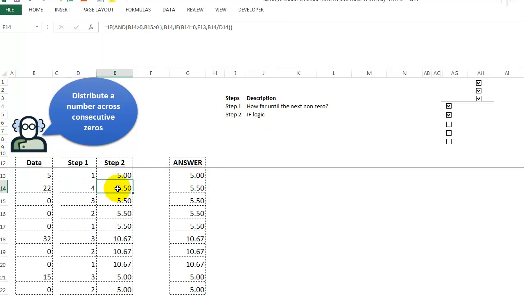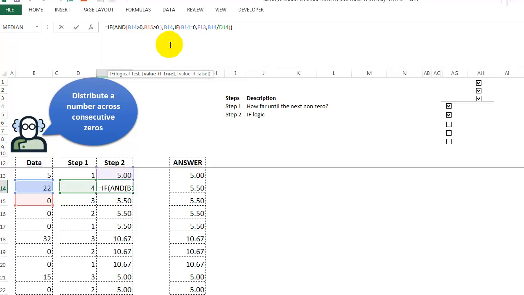So now our second step is really, I would say, tedious, but it's not that difficult. We'll take a look here. We'll go through the whole thing. So we have an IF statement, and the first part is our logical test. What we care to identify is B14 is greater than 0, and B15, the value above, is also greater than 0. When this is true, we simply want to say, just give me the original B14 value.